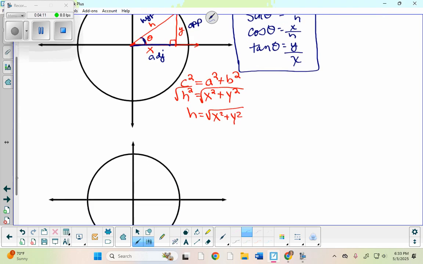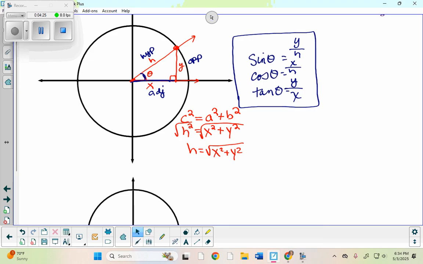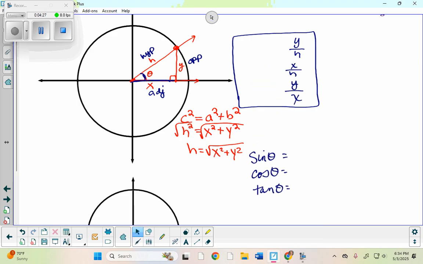So now let's go ahead. You might want to take a minute to write those down because they're very important. I'm going to try to get these all to move down here so we can use them in the next part of the problem.